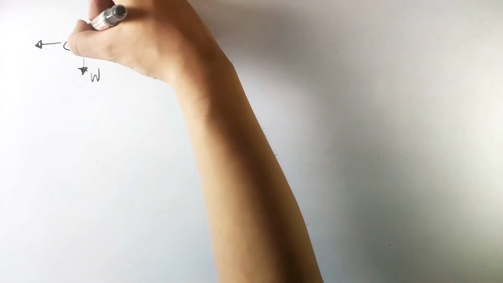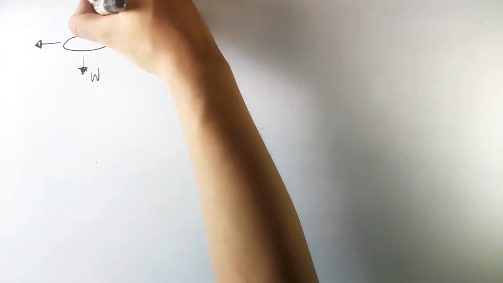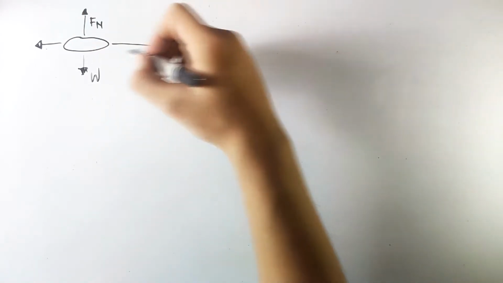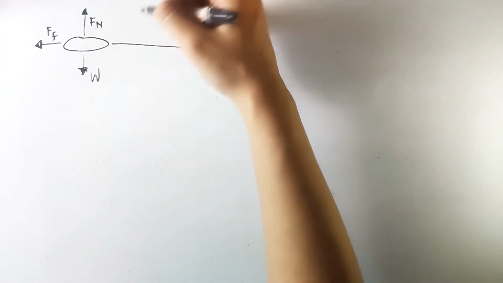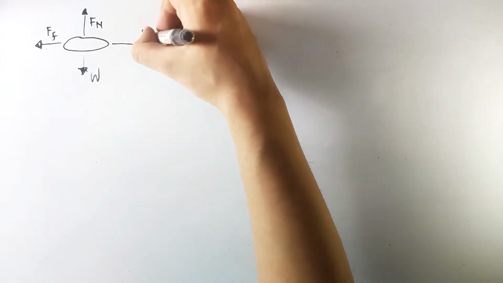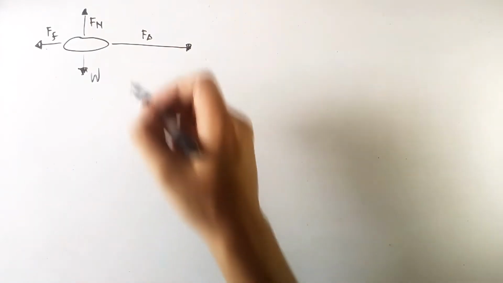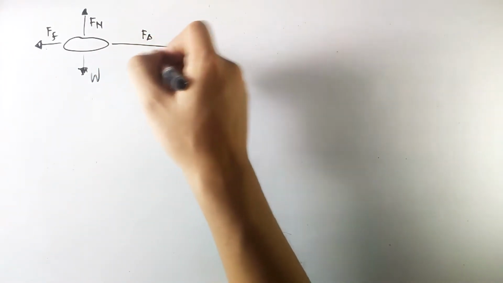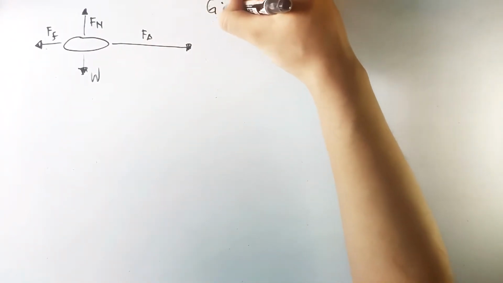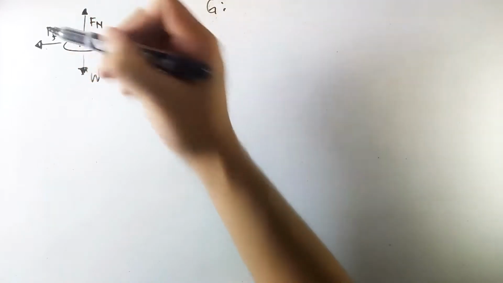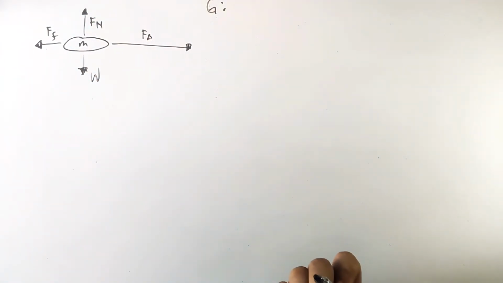Then of course opposite of the weight is the normal force. Then we have friction force, then we have, let's say, the applied force. The applied force is the one that's causing the ice puck to move or to accelerate. So let's try to write the problem. Of course the mass is here, the mass of the ice puck.